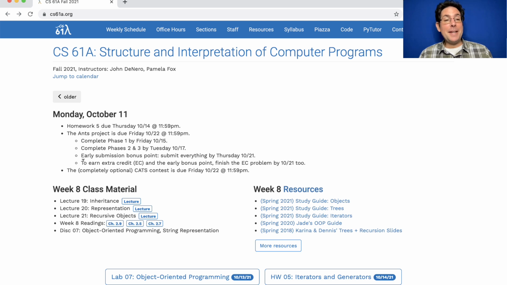And if you get through the ANTS project and you're looking for something else to do, we do have the completely optional CATS contest going on. It's due the same day as the ANTS project. Spend your time on the ANTS project. Make sure you get that done first. Then you could play around with the CATS contest if you're looking for something else to do.